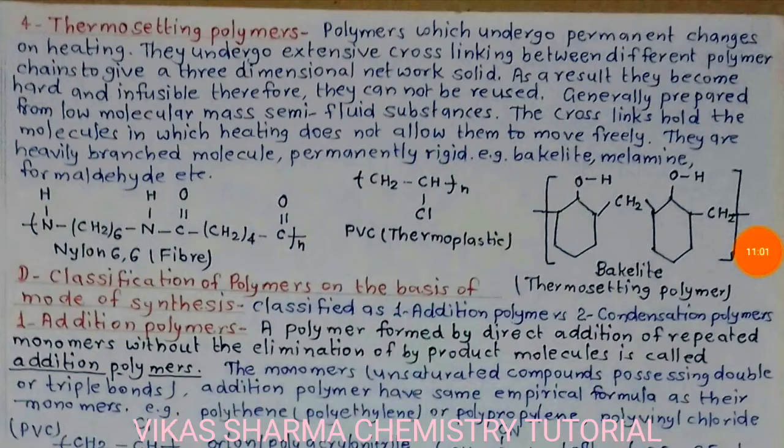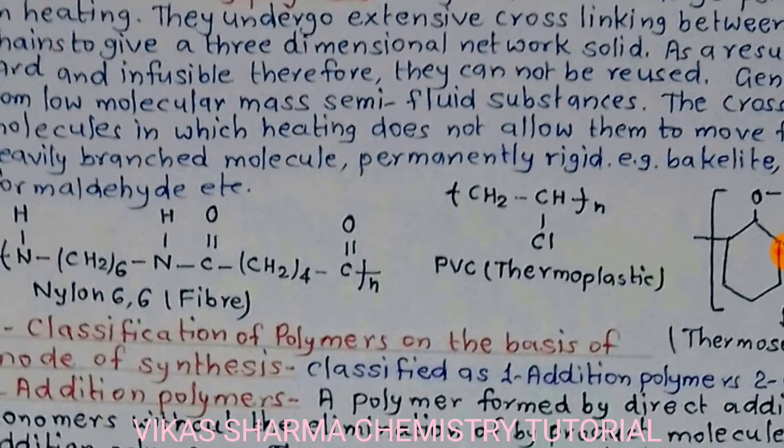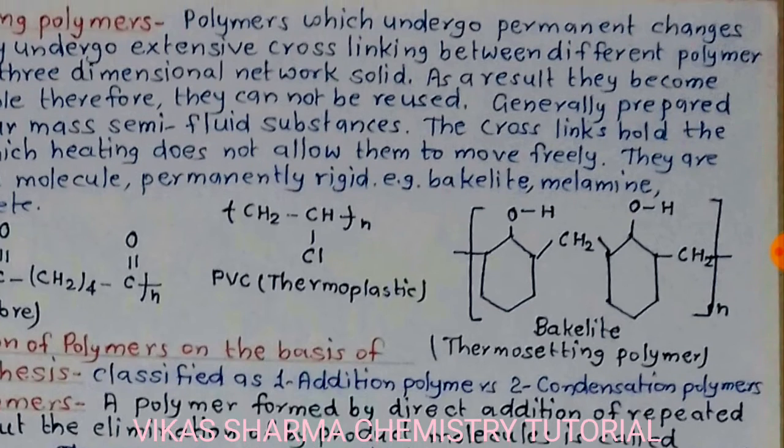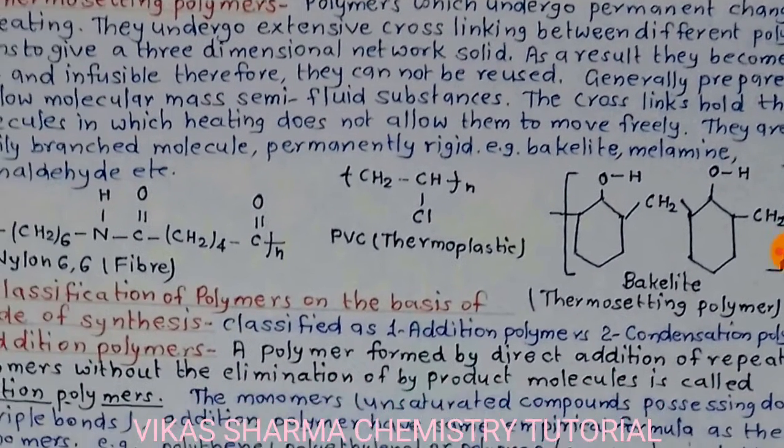Student, the fourth category is thermosetting polymers. These are polymers which undergo permanent changes on heating. They undergo extensive cross-linking between different polymer chains to give a three-dimensional network solid. As a result, they become hard and infusible, and therefore they cannot be reused. They are generally prepared from low molecular mass semi-fluid substances; the cross-links hold the molecules so that heating does not allow them to move freely. They are heavily branched molecules, permanently rigid. Examples: bakelite, melamine. On the display you can see the structure. Nylon is considered a fiber, PVC a thermoplastic, and bakelite a thermosetting polymer.